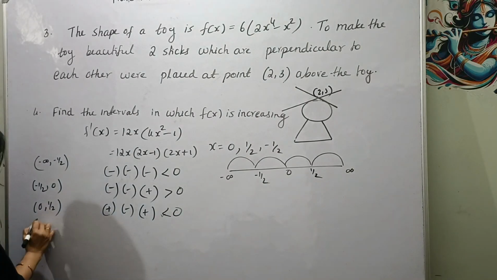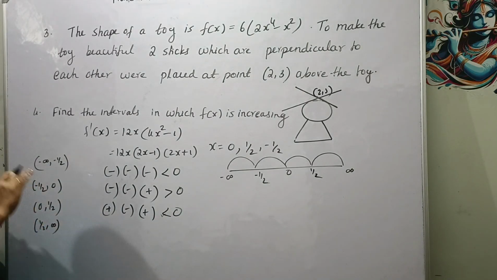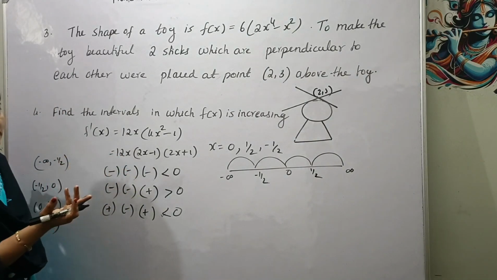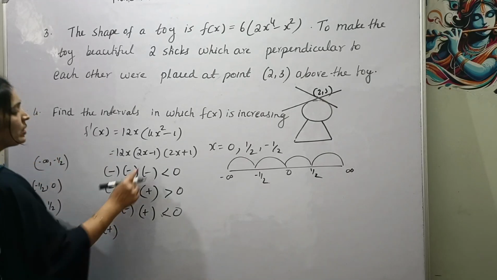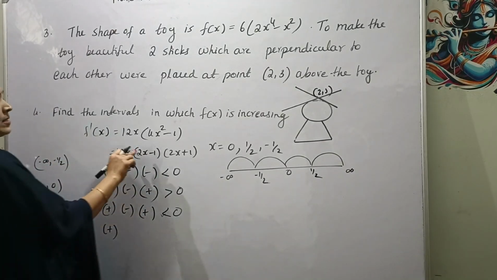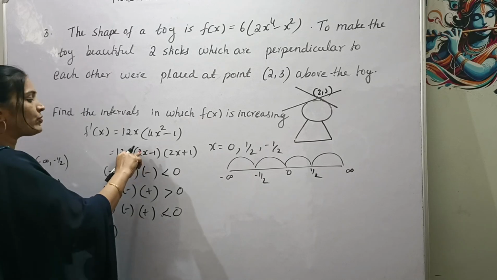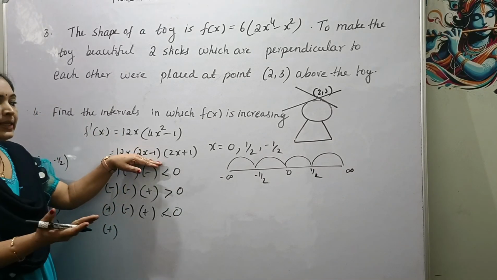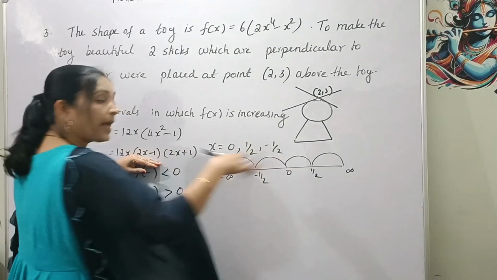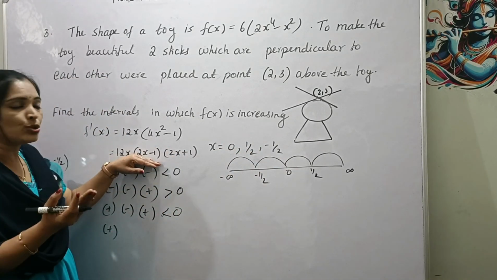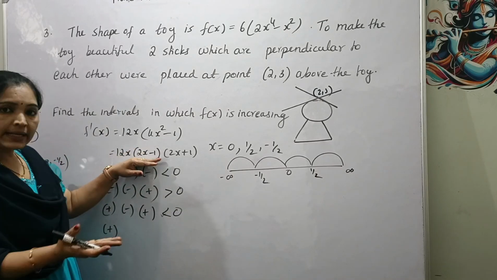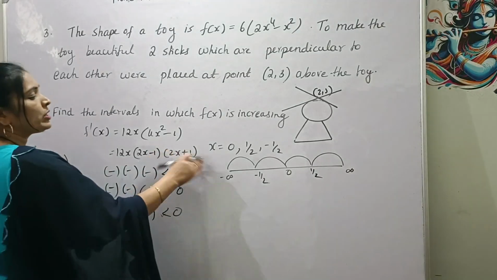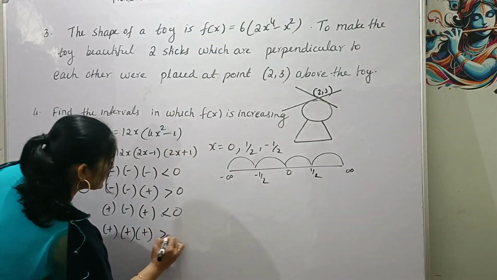Next, the last interval, 1 by 2 to infinity. All the values are positive and greater than 1 by 2. So the first term is obviously positive. And what about this one? Substitute x equal to 1 by 2. It will be 1 minus 1, 0. So greater than 1 by 2, it is greater than 0. Right? So here it is plus. What about this one? Plus. It is greater than 0.